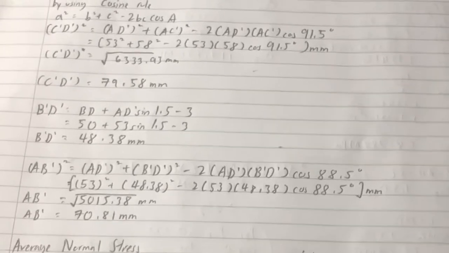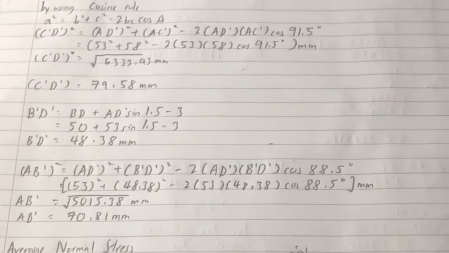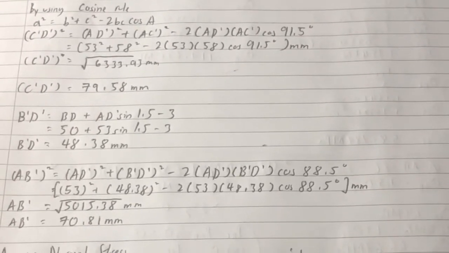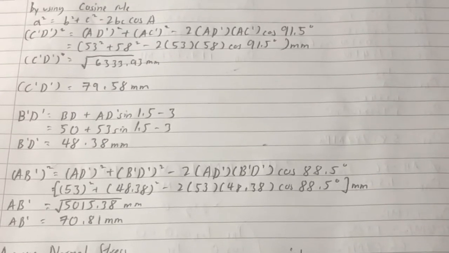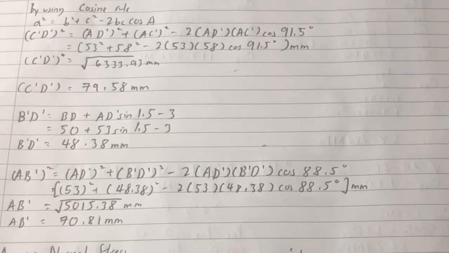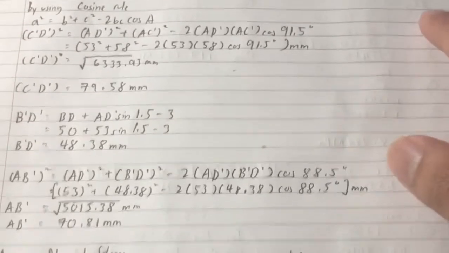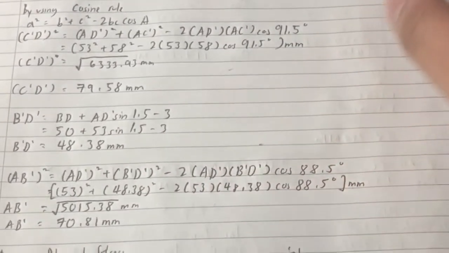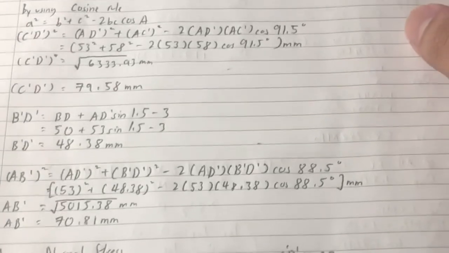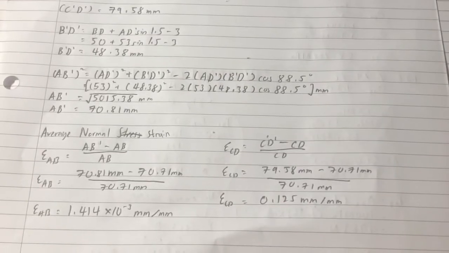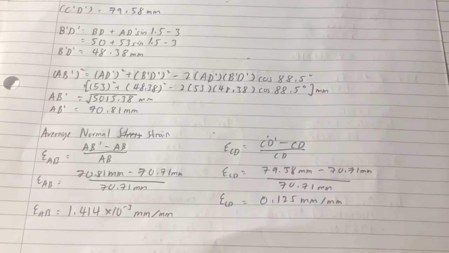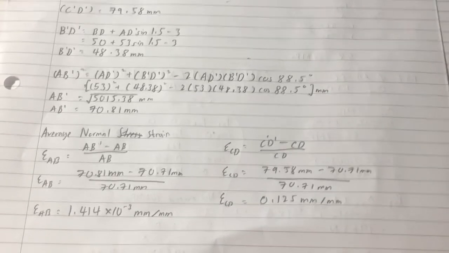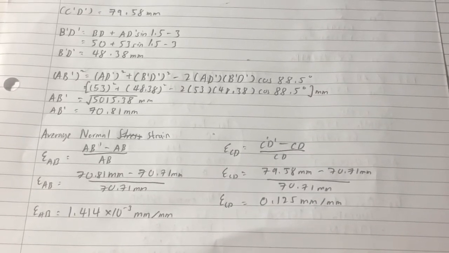After you find all the information, CD is equal to 79.58 mm, BD is equal to 48.38 mm, and AB is equal to 70.81 mm. Now that we have found these, we can find the elongation, so that we can find the normal average strain. Now that we have the length of CD and AB, we can go ahead to find the average normal strain.